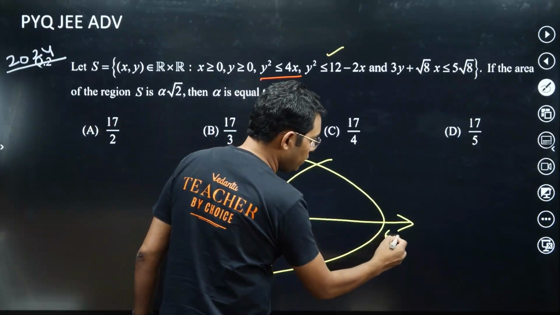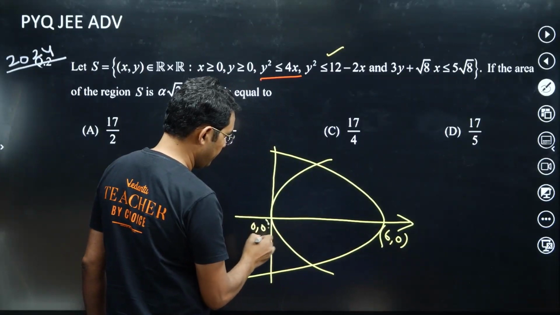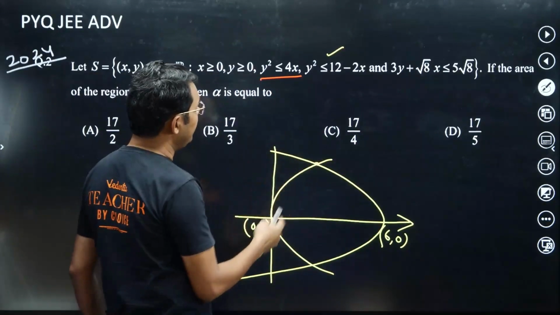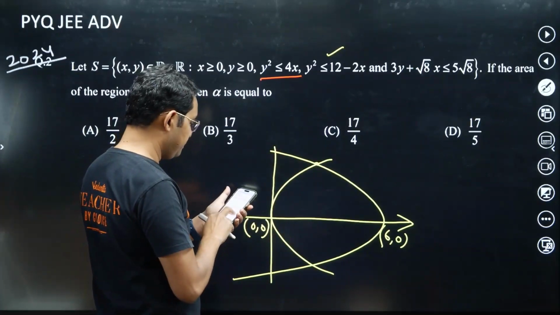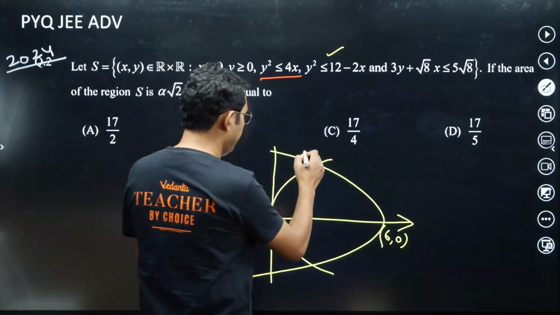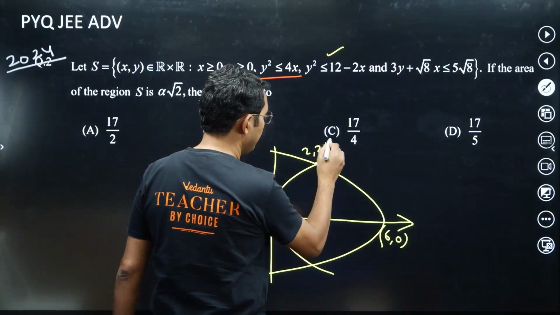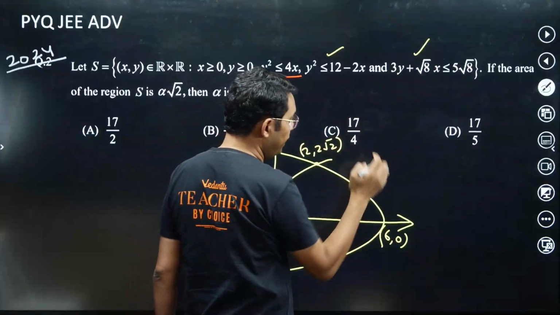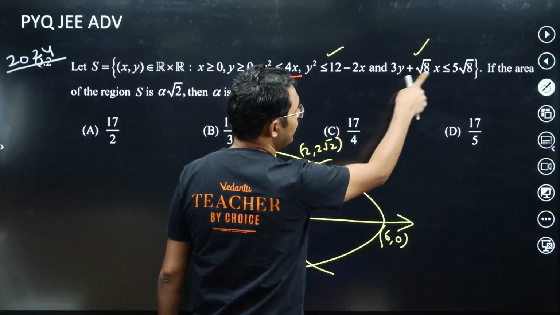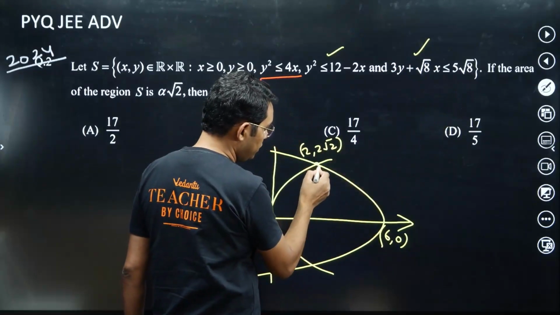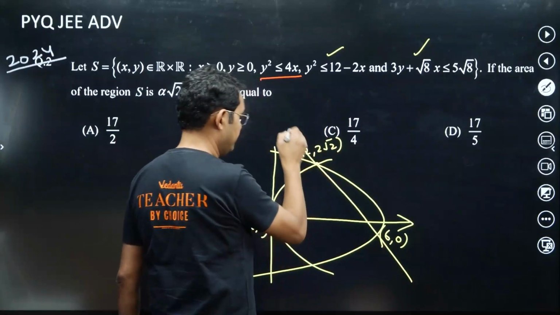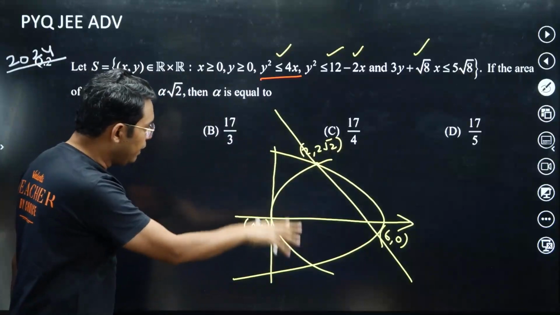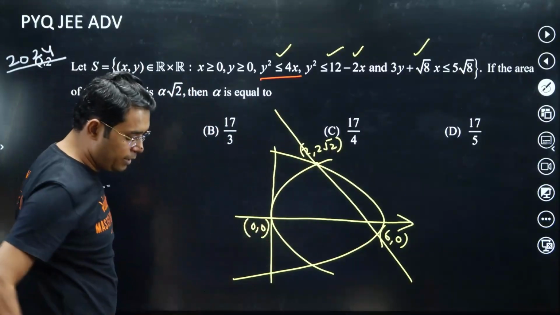This is 6 comma 0. This is 0 comma 0 here. Okay, and there is one straight line also. If you do the calculation, you will find out that the point of intersection here is 2 comma 2 root 2. In fact, this 2 comma 2 root 2 lies on this straight line also. This straight line, if you put y equal to 0, the x is coming out to be 5. So the straight line is something like this. So this parabola, the other parabola, and the straight line, these are the graphs I have drawn here. And x greater than or equal to 0, y greater than or equal to 0.